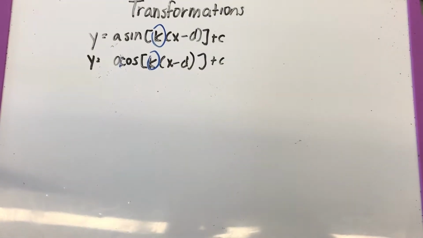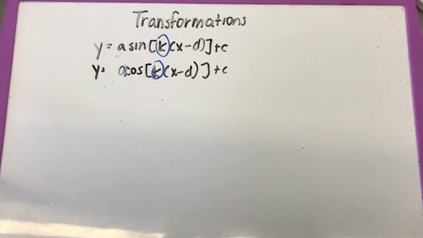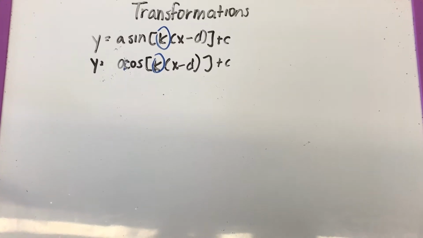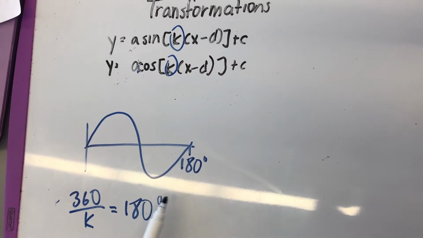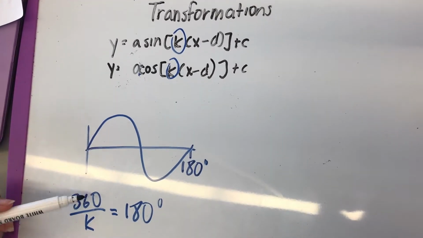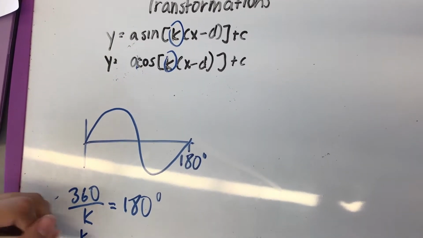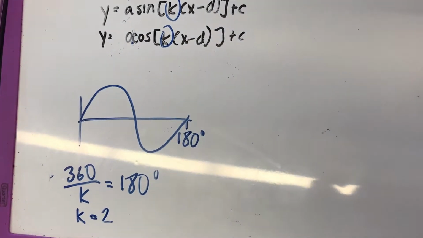So k determines the horizontal stretch or compression. This means that it tells you the number of cycles that occur within a 360-degree horizontal distance, aka the period. For example, to find the period for a graph that's 180 degrees long, we must do 360 divided by 180, which is equal to 2.